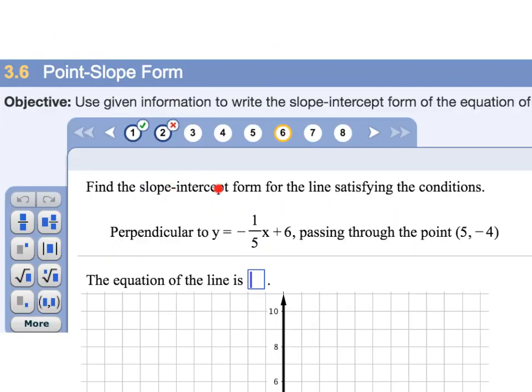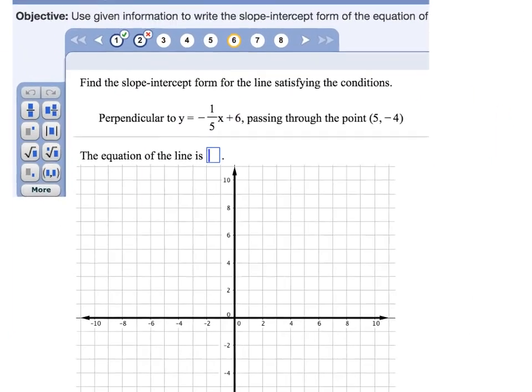All right, so again, we're supposed to find the slope-intercept form for this line. We know that in order to do that, we need two pieces of information. We need a point. There's our point. But now we need a slope, and we don't have a slope. We're just told that the line is going to be perpendicular to this line. So our mystery line is going to be perpendicular.